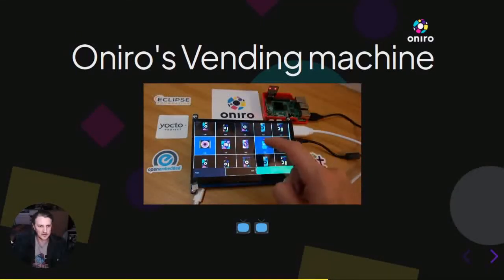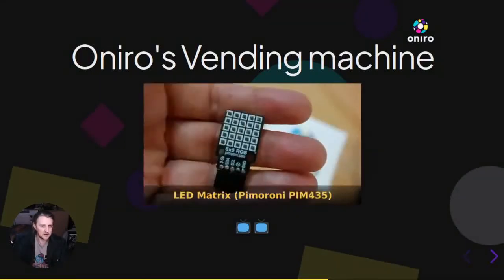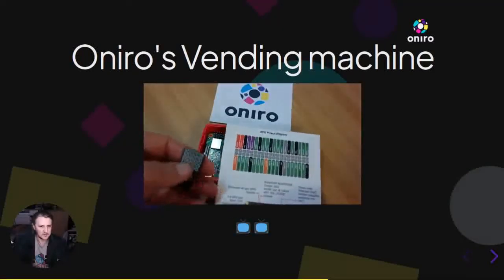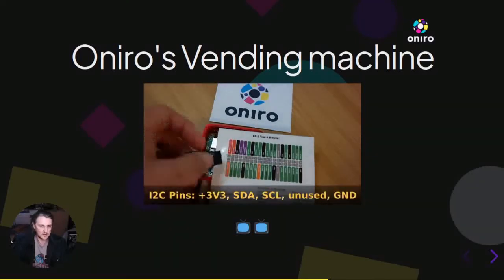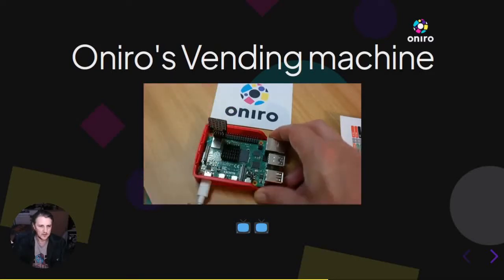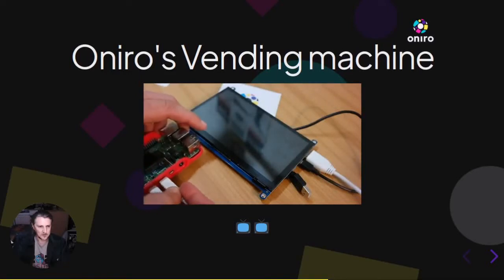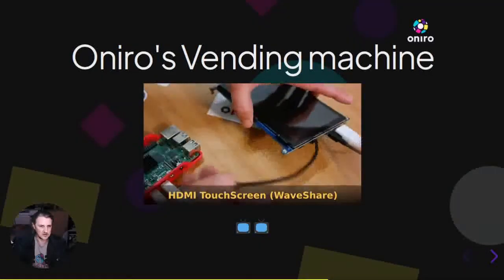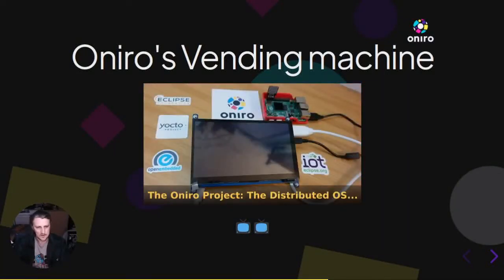So the user can select different items, and if you look in the back, you can see some LEDs blinking. Those LEDs are a matrix I2C module. You need to connect it to the Raspberry Pi header here. It's very easy because I made it to fit on the second row of the Raspberry Pi. So it just fits in. There is no ambiguity. So you can connect to it, and then this Raspberry Pi is powering the vending machine. You need to connect the HDMI touchscreen and the USB, which is sending the touch events.